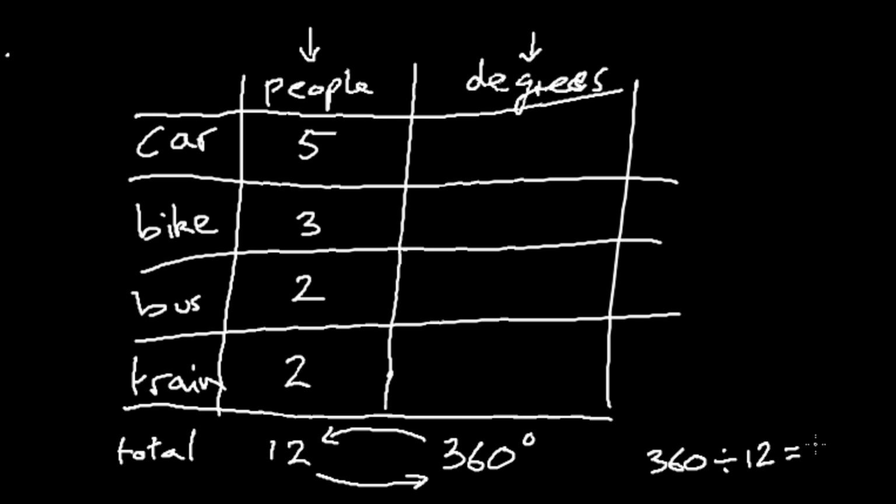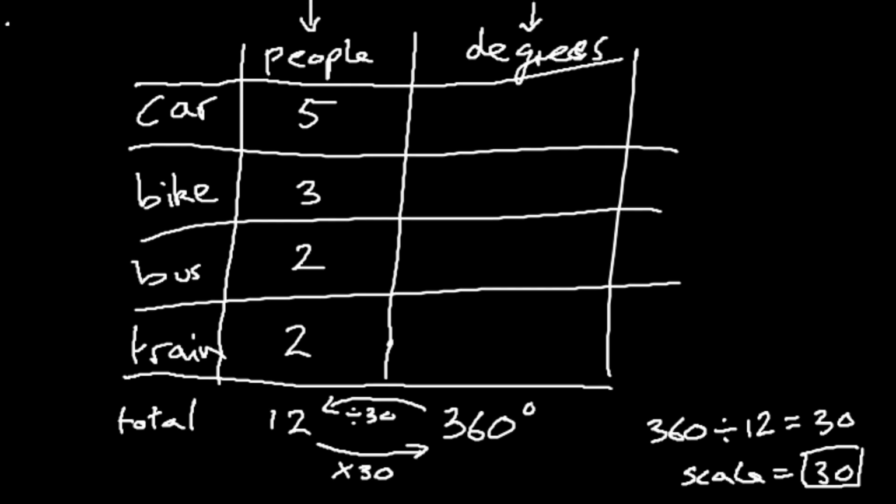Which makes you 30. So then the scale is 30. And if you wanted to go backward the other way, you would do the opposite of times, so you would do divide. But in this case we're going forward on all of them.